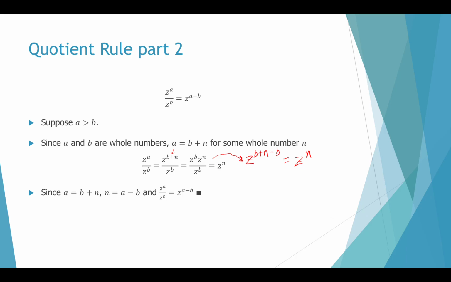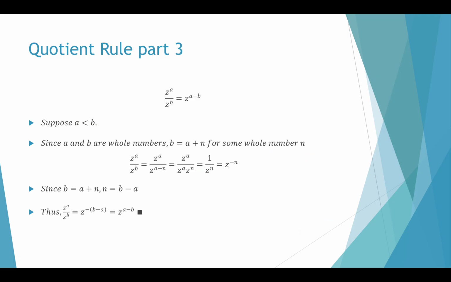Since a is equal to b plus n, n is equal to a minus b, so z to the a minus b, right? So that's taking this piece and going here, which goes back to here, which is equal to what we started with. Success, right? But then I've looked at when they're equal, I've looked at when a is greater than b, so I need to look at when b is greater than a.